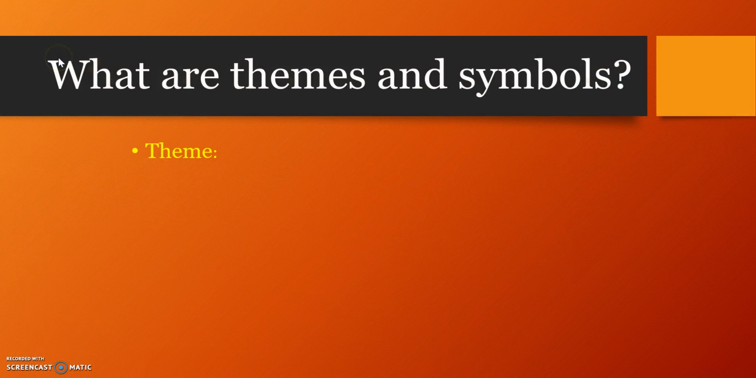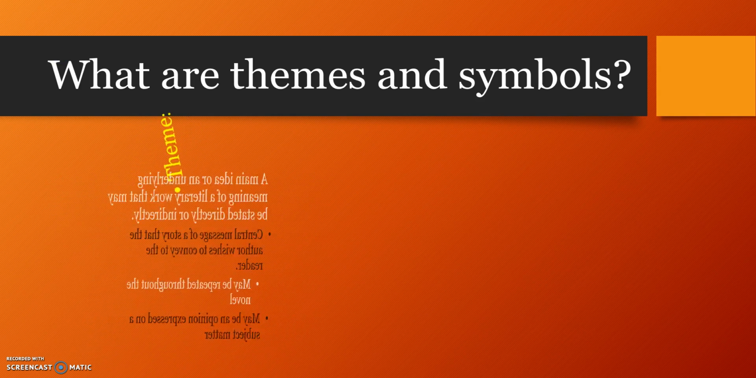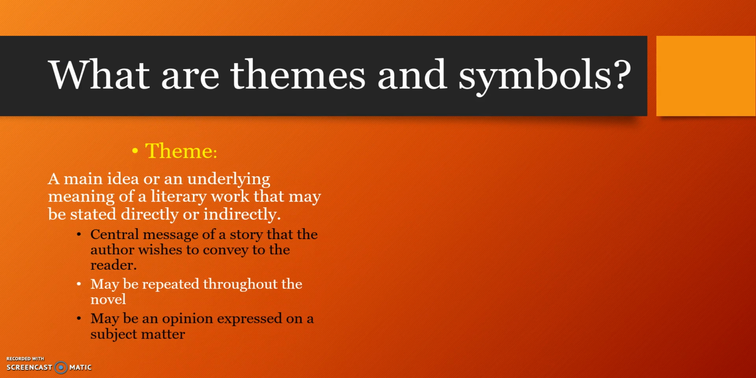So what are themes and symbols? That's what some of you may be asking, and that's what we're going to be discussing. Themes are main ideas or any underlying meaning of a literary work like The Lord of the Flies that'll be stated directly or indirectly. Some themes are very obvious in novels, some take a little bit of digging. It's basically the central message of a story that the author wishes to convey to you. So you have to ask yourself, what is the author trying to tell me in this book that he just isn't outright coming out and telling me?